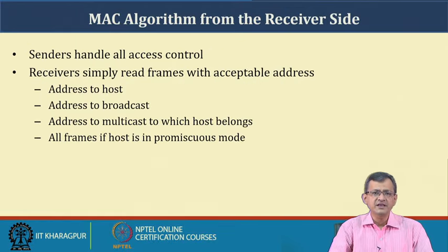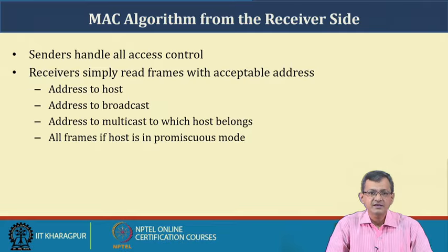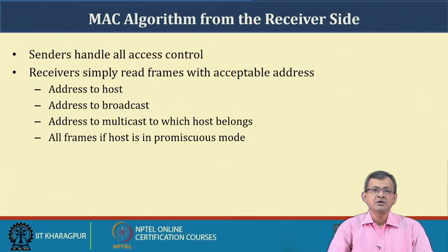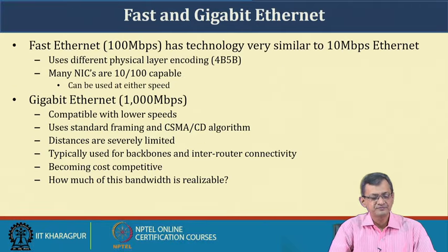So, from the receiver side, the sender handles all access control, right. The receiver simply reads the frames and accepts acceptable addresses: address to host, address to broadcast, address to a multicast group to which the host belongs, and all frames if the host is in the promiscuous state, right. So, these are the receiver things, if it wants to do them at the receiver end.